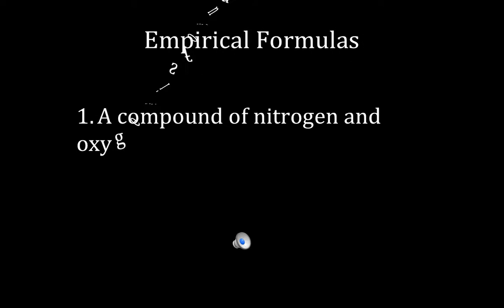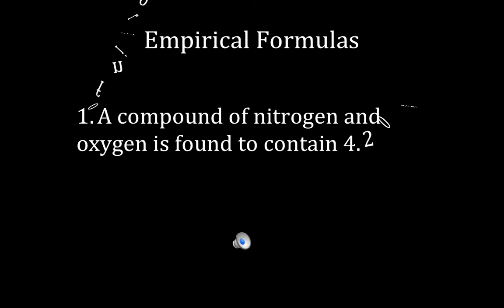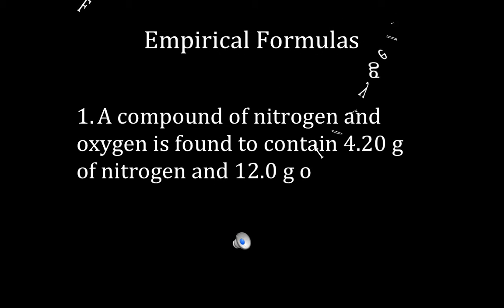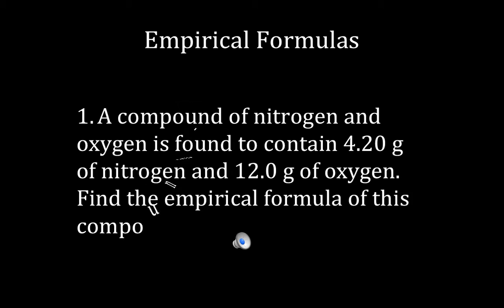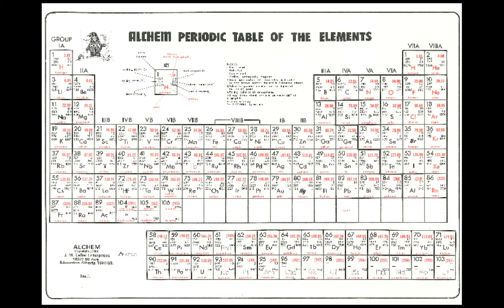So let's get right at this example here. And you do have PowerPoint notes on these, so you should have plenty of room to fill in what's going on. We're told we have nitrogen and oxygen. In this case, it tells us the mass of both nitrogen and oxygen, and it says find the empirical formula. So that's what we're going to do on the upcoming slides. Periodic table, have it handy.